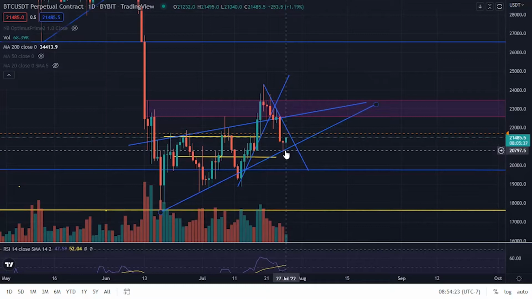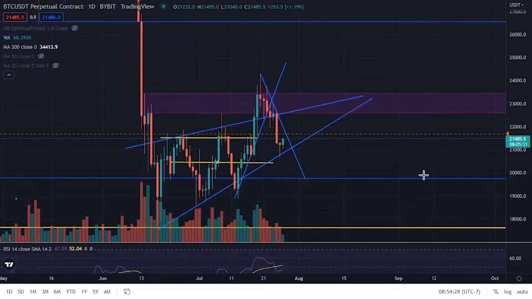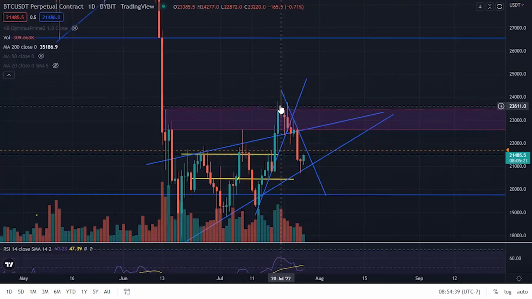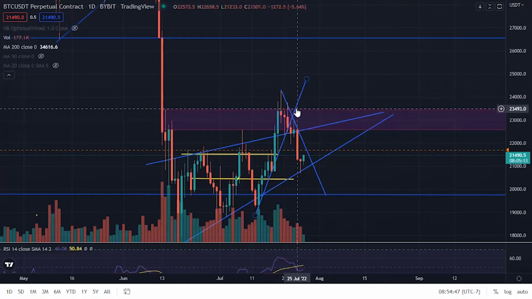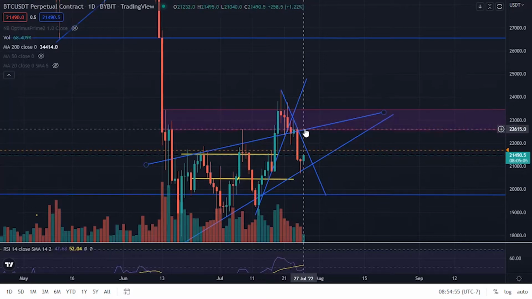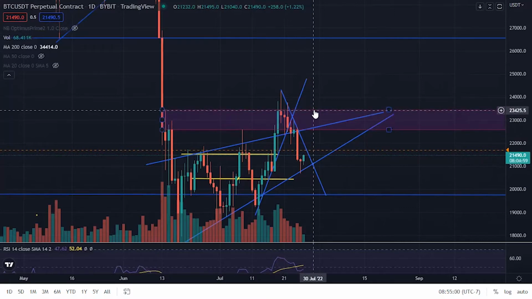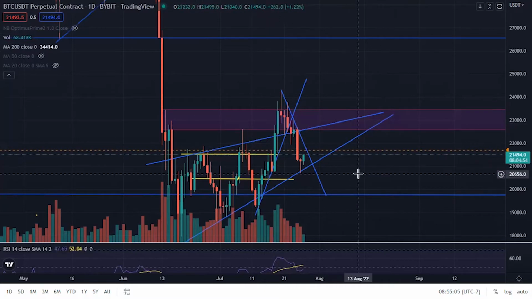But let's go back a little and try to understand what really happened. Why did Bitcoin start crashing like this? So last week on July 20, Bitcoin went to 24,277. That was the highest it went, and this area here was basically a resistance area. So between 22,500 and 23,500, this was a resistance area for Bitcoin.